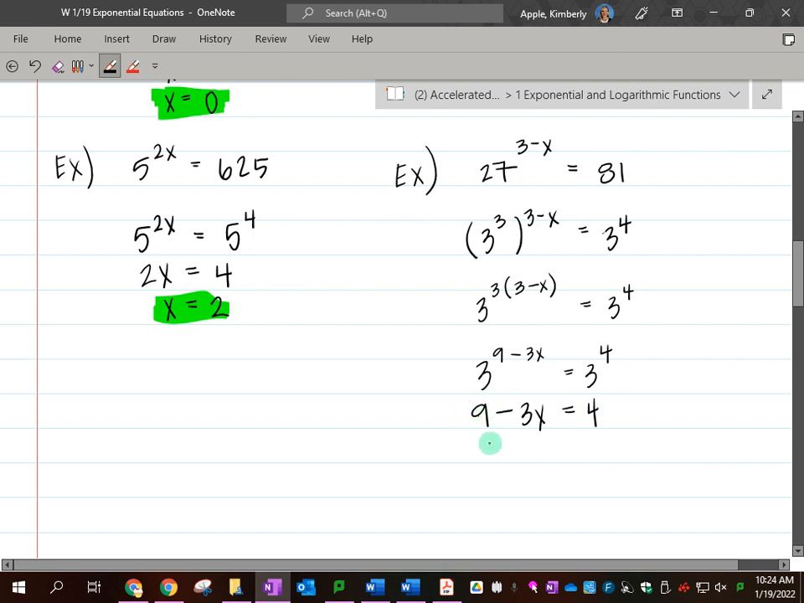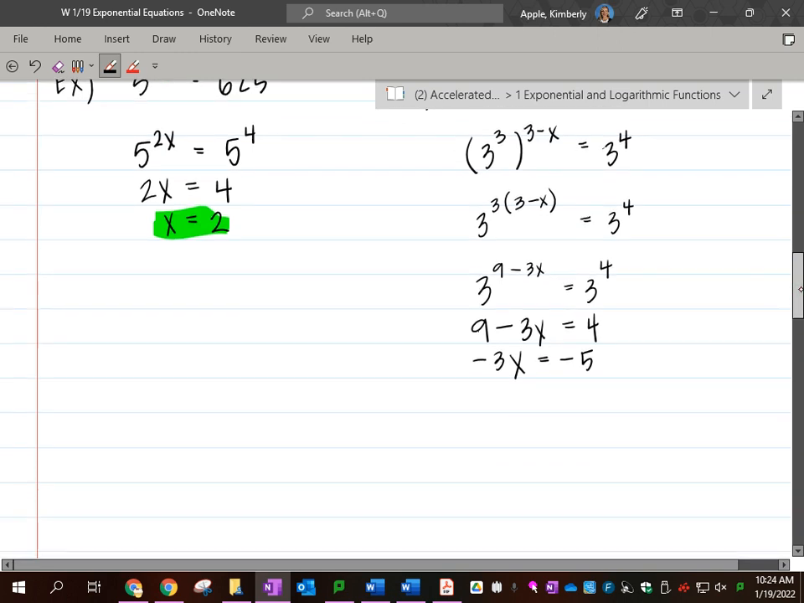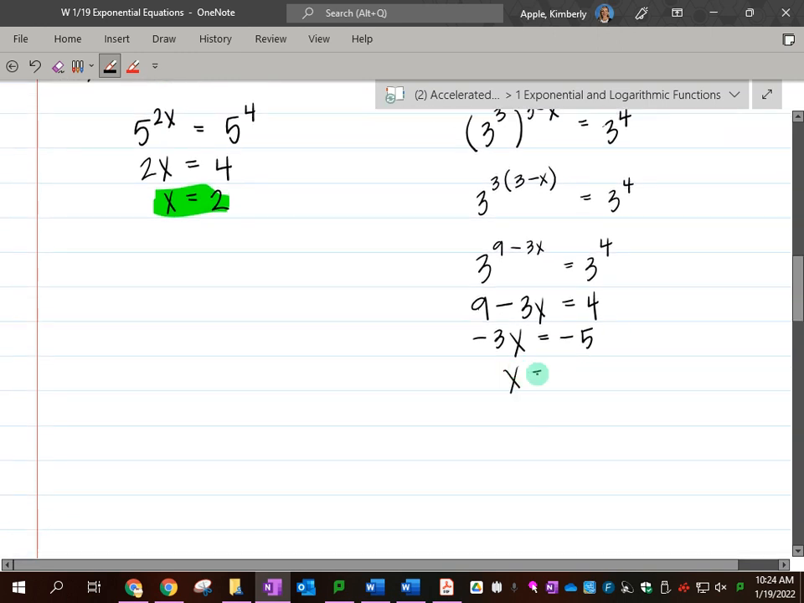Let's see, we'll add 9 to both sides. We'll have negative 3x equals, or subtract 9 from both sides. That'll be negative 5. Divide both sides by negative 3, and we will have 5 over 3.